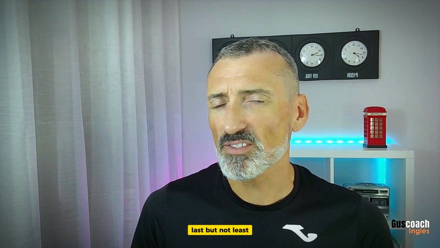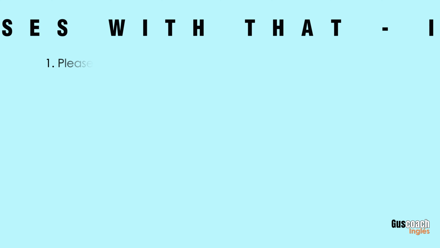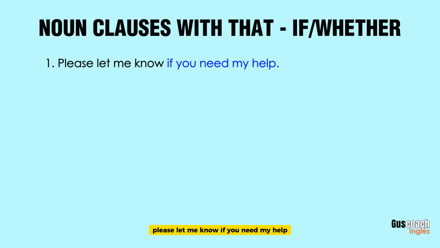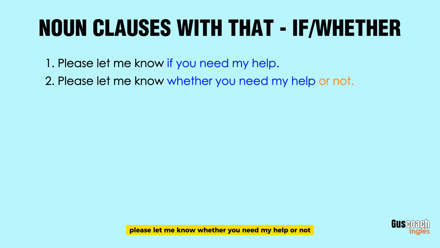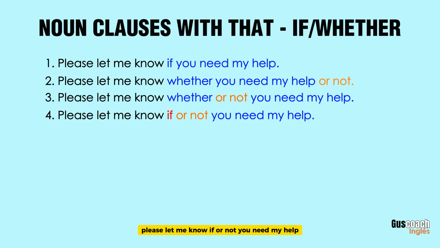Last but not least, let's see some examples of noun clauses with if and whether. Please let me know if you need my help, or we can alternatively say, please let me know whether you need my help or not. With whether, you can also say, please let me know whether or not you need my help. You cannot say the following one. Please let me know if or not you need my help. You cannot say that. There is an exception that needs to be mentioned.